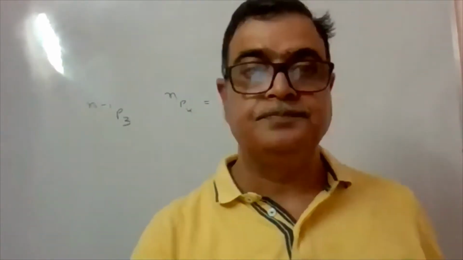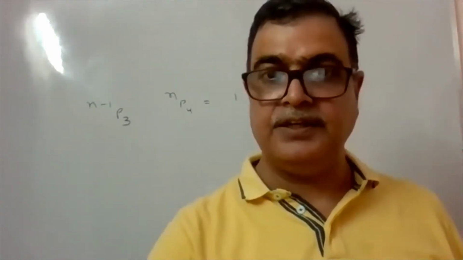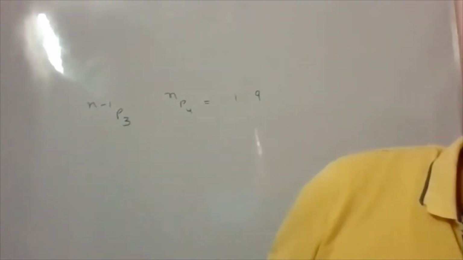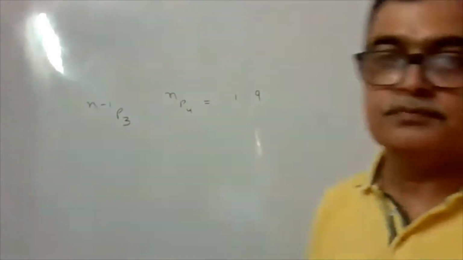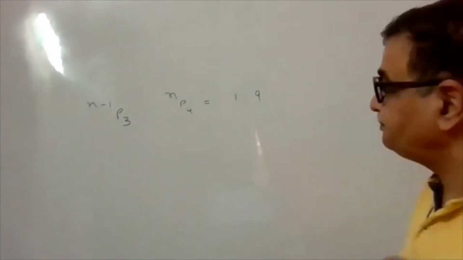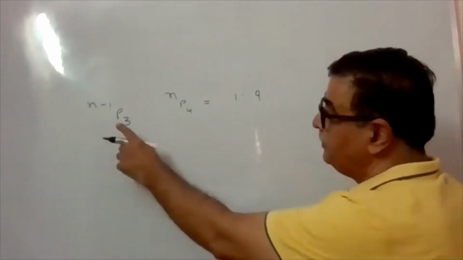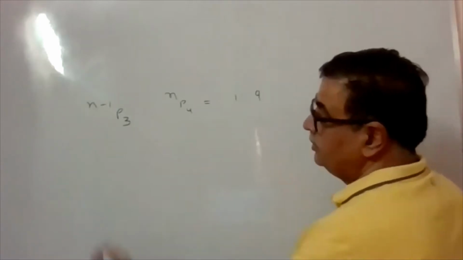So is it 9? Answer is 9. Yes, sir, 9. Very good. All are getting 9. Simple question it is. (N minus 1)P3 ratio NP4 is given as 1:9.